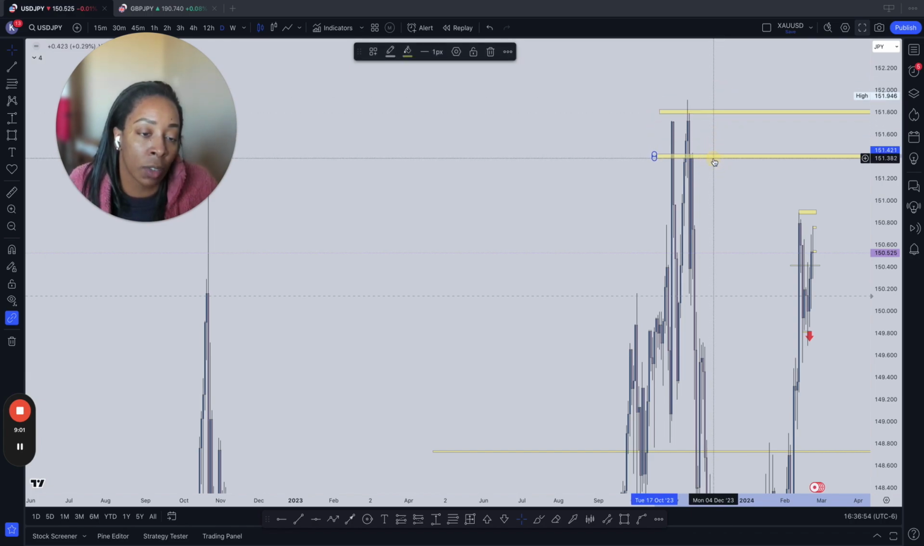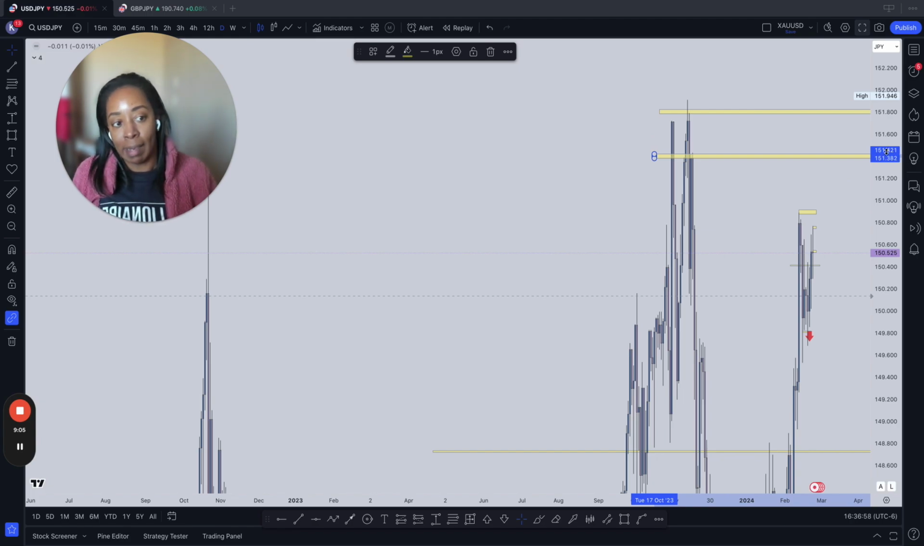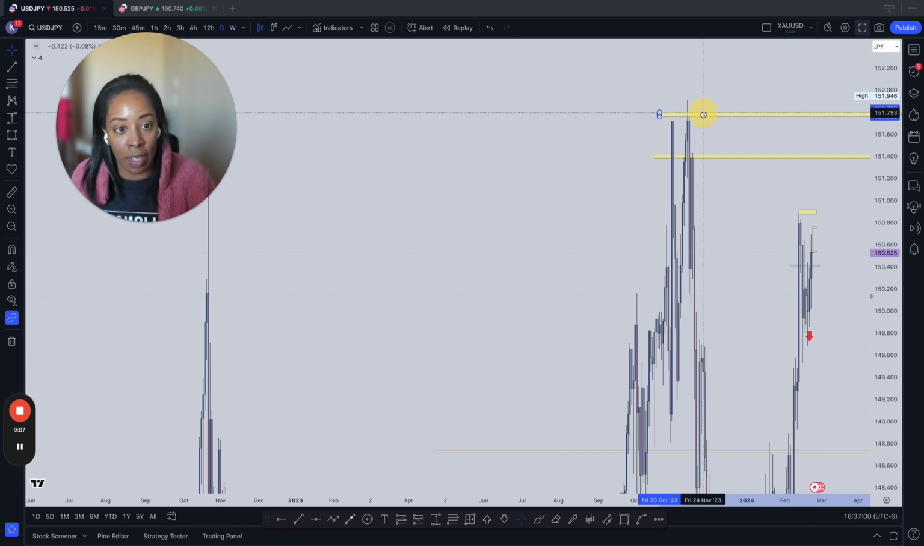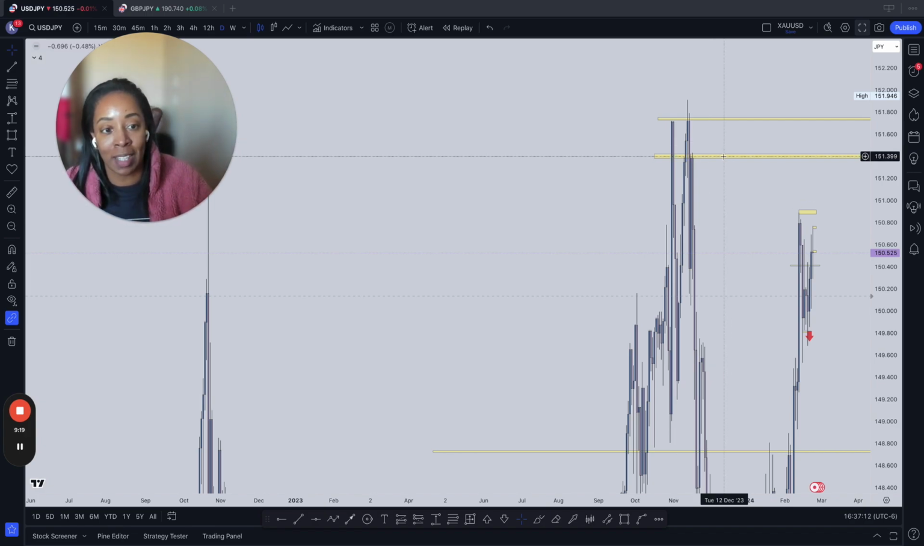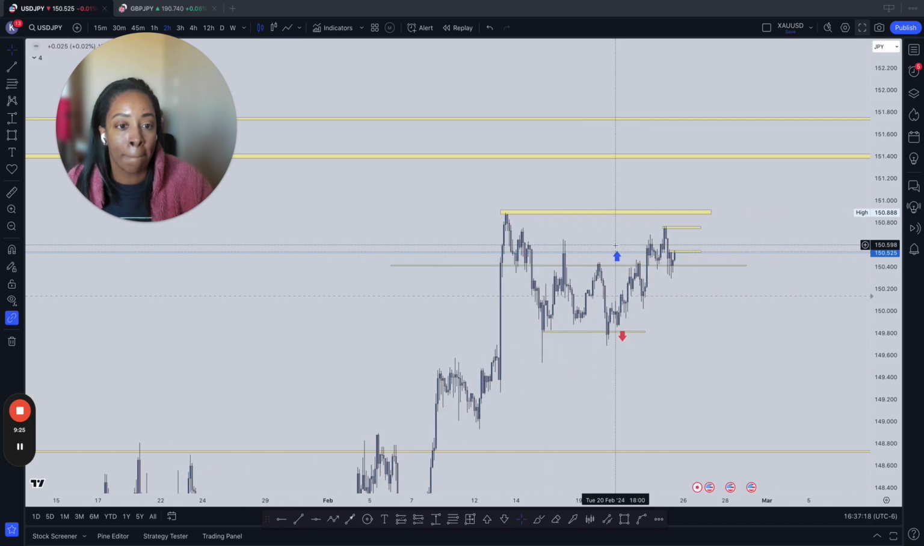I see a little resistance level right here at the 151.421 area, and then I want to go right here as well. Actually, make that a little bit smaller. As I mentioned in previous videos, I like to have really small zones just because it makes my chart a little bit neater. So let's go back down to the 2 hour.